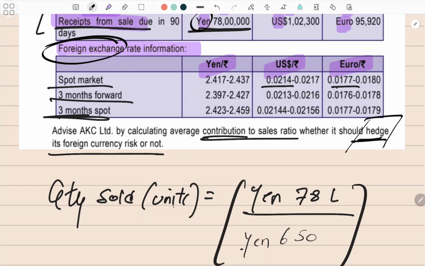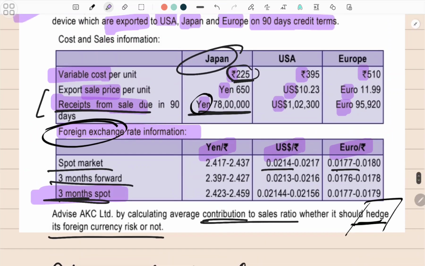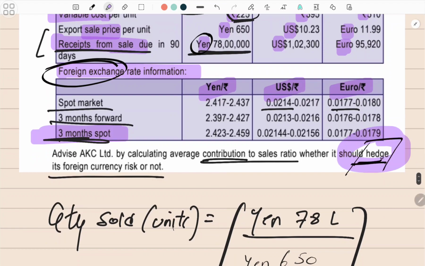What will happen if I hedge? Because they've also asked whether the company should hedge its foreign currency risk or not. If it does not hedge the risk, then what should the company do according to you? Think about it. Then they will use the 3-month spot rate to convert that yen into rupee. And if they hedge, then they will use the 3-month forward rate.